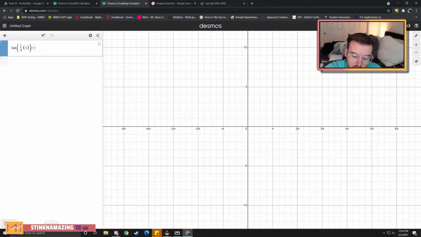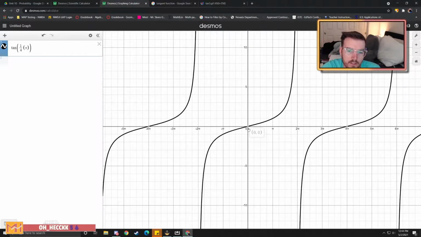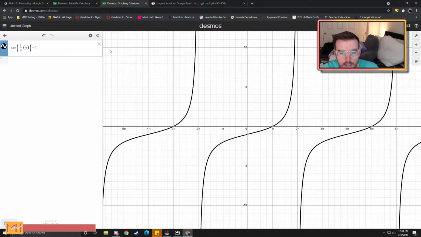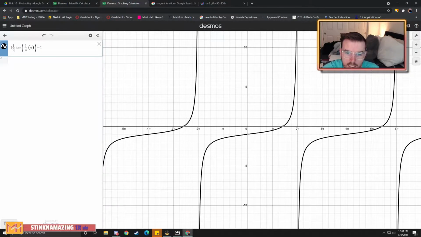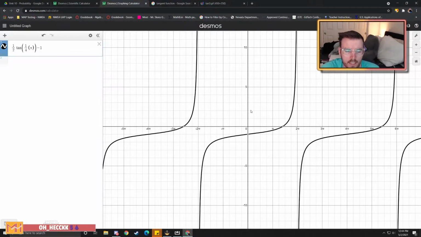That -1 moves us down 1. If you haven't noticed, the center of the function is always at 0, 0, and that's a good starting point to sprout out from. But now it's been shifted down 1. And I said that a half out in front is going to make it even squattier. Do you see how that happened? It's got a little more fluidity, and now it's flattening out even more.